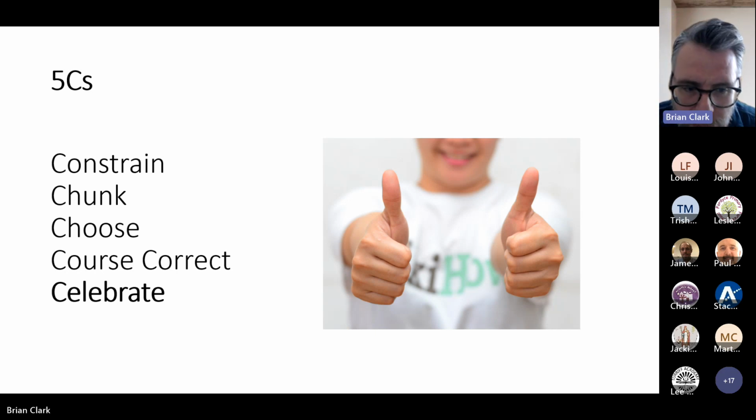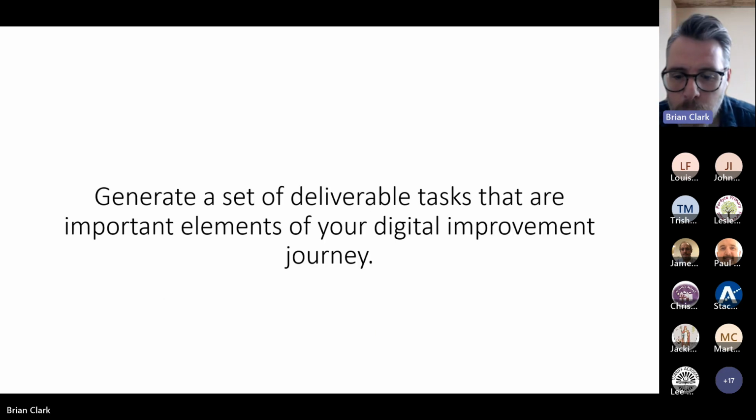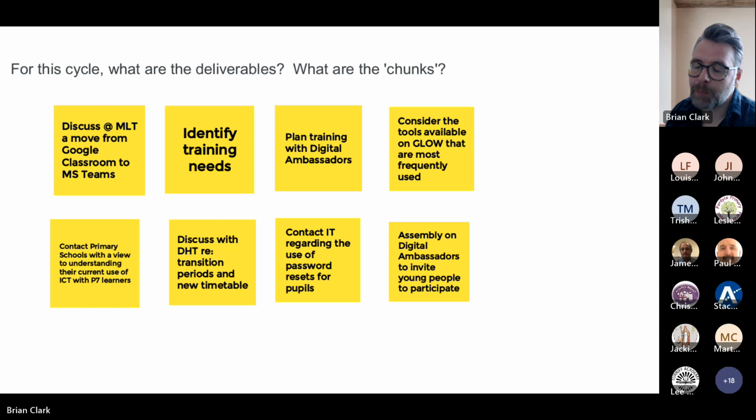So for your digital improvement project, what we should try and do is, in the first instance, in the PowerPoint slides that I've shared in the chat, which you can download, or even on a bit of paper, think about a set of tasks that are important for your digital improvement journey. And I've got an example of one we did with Perth and Ross a few weeks ago.